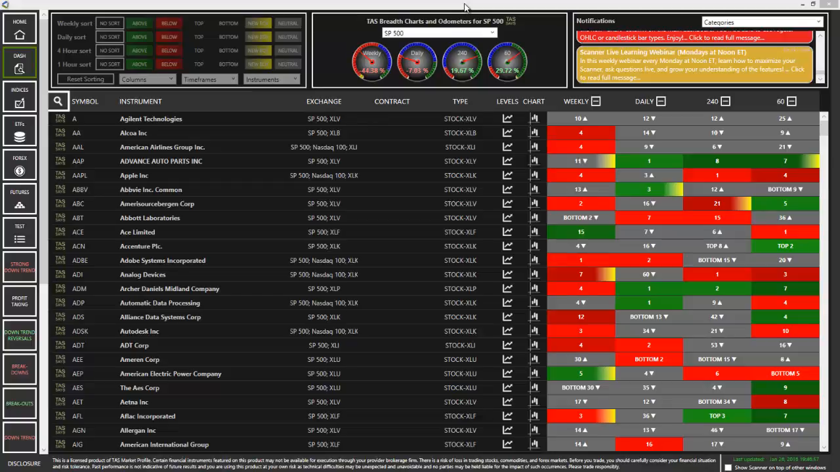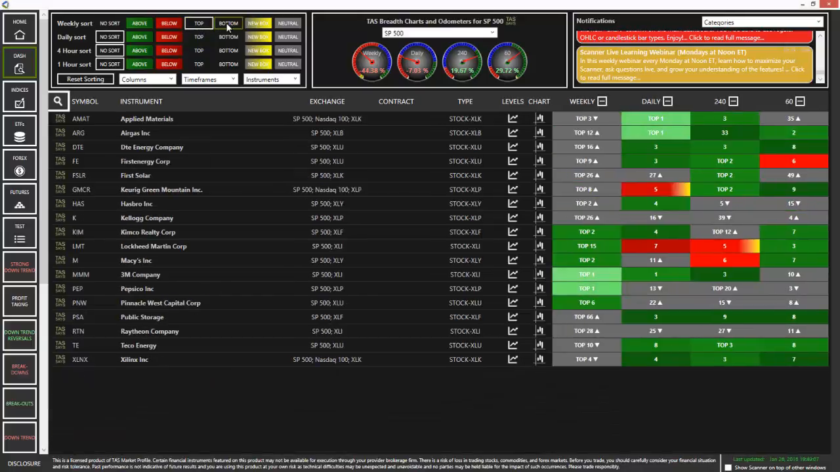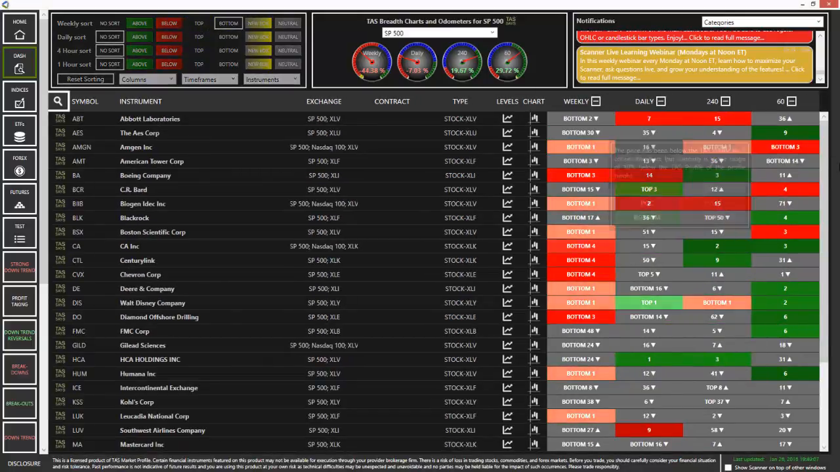Okay, in this video, we're going to take a look at manual sorts again, but we're going to focus on tops and bottoms. We're going to try to figure out what that means to you as a trader, and how do you ring the register with this information, and how do you use it to try to identify some opportunities. So if we look at weekly, we're just going to pick top. We could pick bottom.